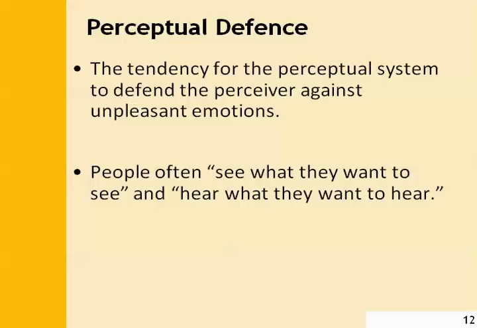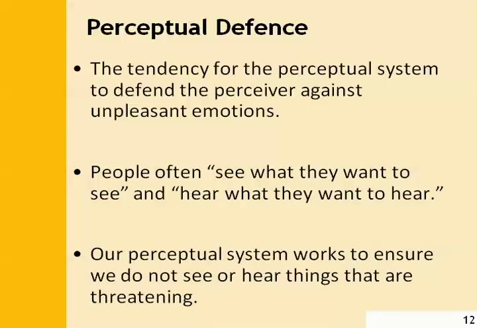Why do I do that? Because my perceptual system works to ensure that we do not see or hear things that are threatening. When you feel that your friend is a liar, that feeling is threatening. You will feel that this is not the friend you wish to have. So you say, no, he's not a liar, and you try to find excuses for him.